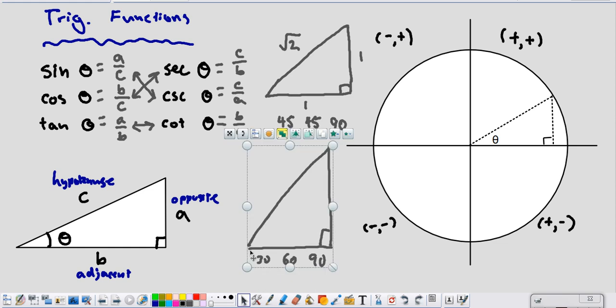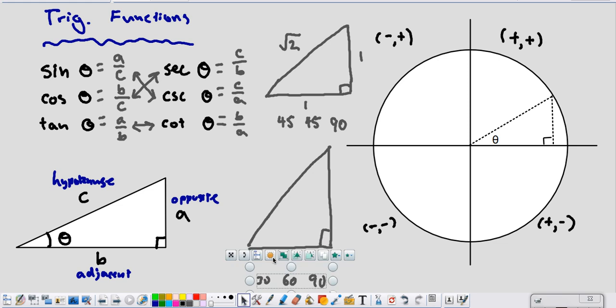And in a 30 60 90 triangle, if this side here is 1, the hypotenuse is 2, and the longer leg is the square root of 3, radical 3. And you can easily derive that from the Pythagorean theorem, but we're not going to be talking about that particularly right now.